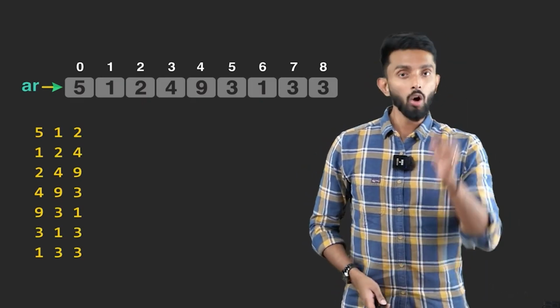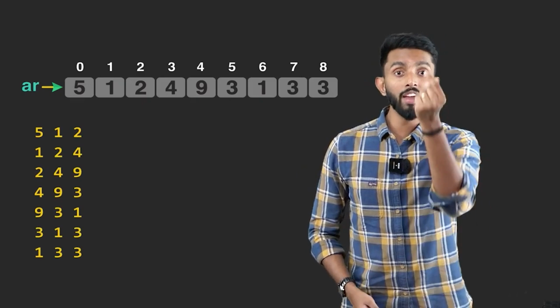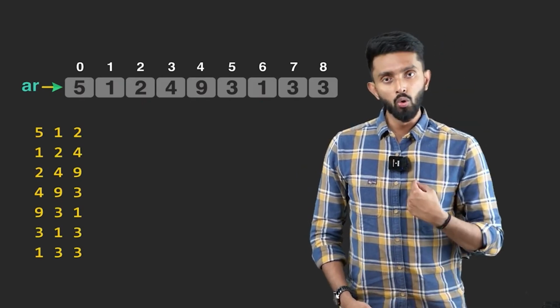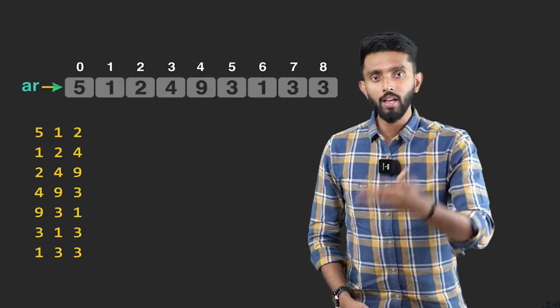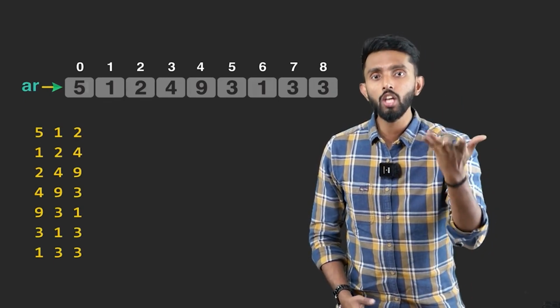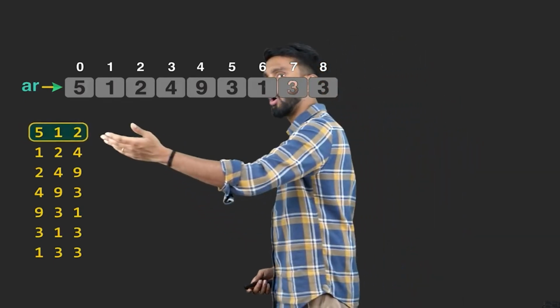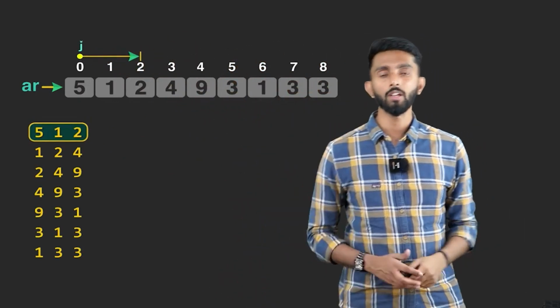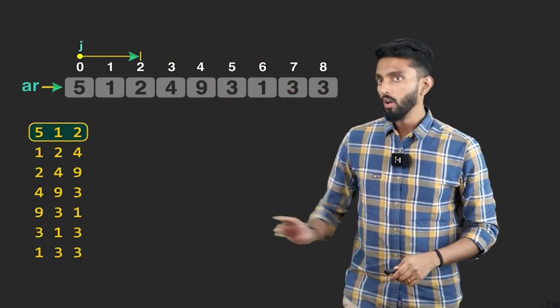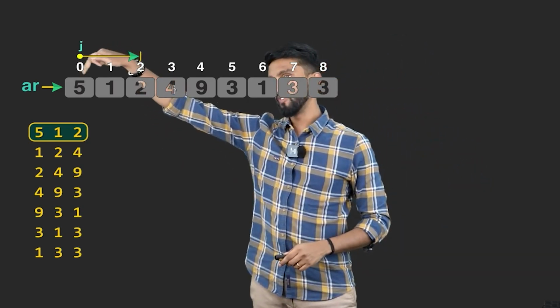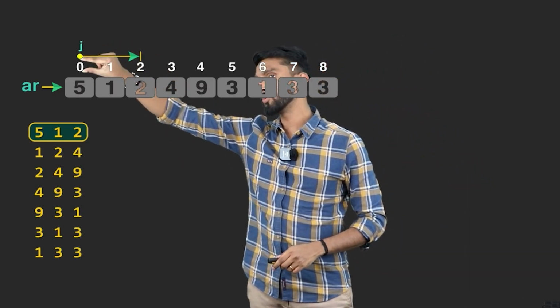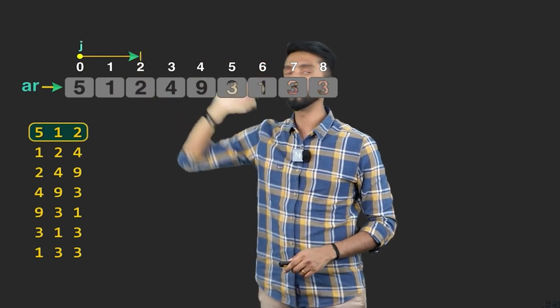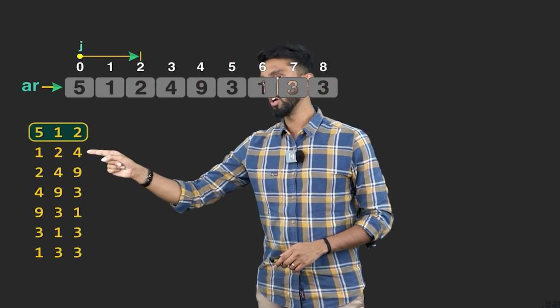Correct or not? Now, when you want to loop, you need one variable. You can call it I, J, X, Y, Z, A, B, C. I will call it J. And I will tell J, your job is to start from 5 and go till 2. Simple as that. Yes or no? If J starts from 5 and goes till 2, index wise, it should start from 0 and go till 2. Yes or no?